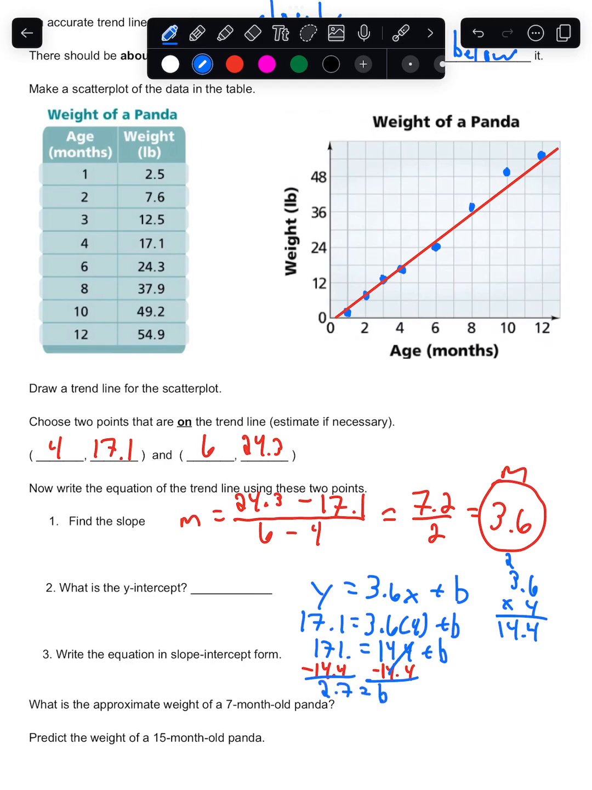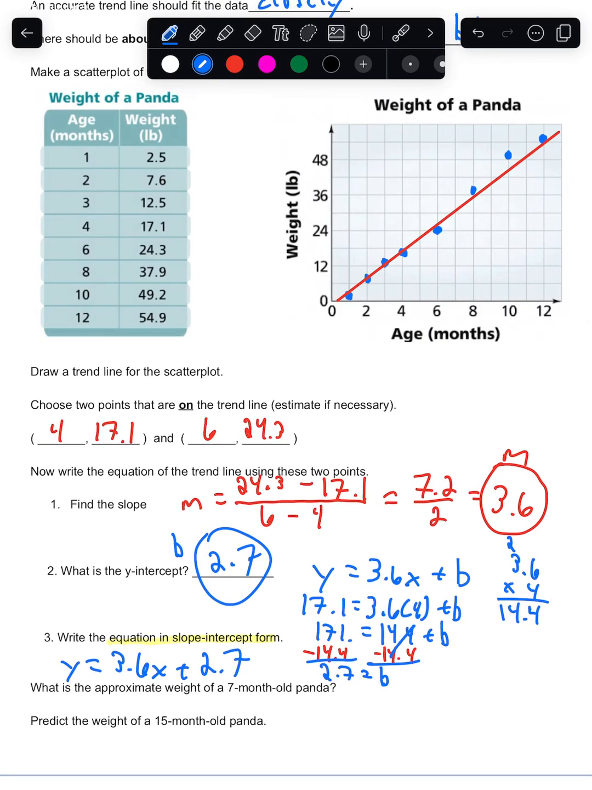So there's your y-intercept. Our next goal was to write the equation in slope-intercept form. Oh, I need to write my y-intercept there on the line, don't I? So that's 2.7, there's your b. So the equation for the line of best fit is y equals 3.6x plus 2.7. Now I can use that to make as accurate predictions as are basically possible, because I used data to create that equation as opposed to just drawing my own line. The next two things are to make some predictions.